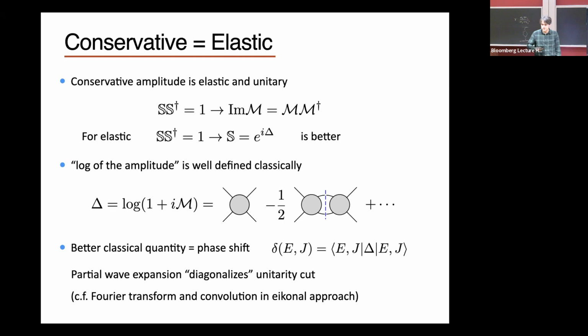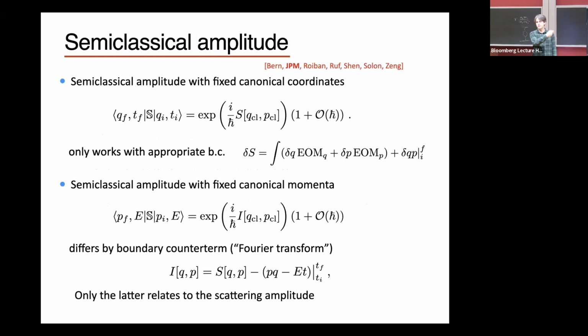And then the question is, what is this phase shift in terms of classical objects? That is where the semi-classical approximation enters. We know that the amplitude in the semi-classical approximation to leading order is just the exponential of 1/h-bar times the on-shell action. So we want to compute this. There's some subtlety, which is that the amplitude is computed at fixed momenta, not fixed coordinates. We usually study the semi-classical approximation with fixed coordinates.